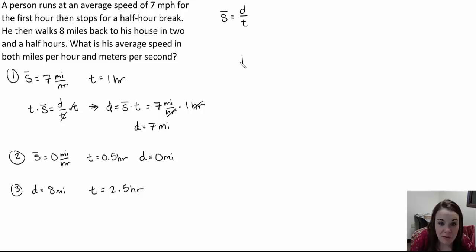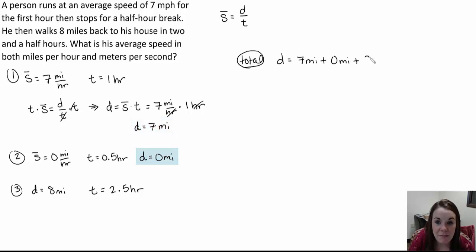So now total, this is where we need to find and answer the question when it says average speed in both miles per hour and meters per second. Let's first do it in miles per hour, since those are the units we're already working with. So we need to figure out the total distance. So the total distance covered was 7 miles from the first chunk, the 0 miles from the second chunk, and then the 8 miles from the third chunk. And that gives us a total of 15 miles.